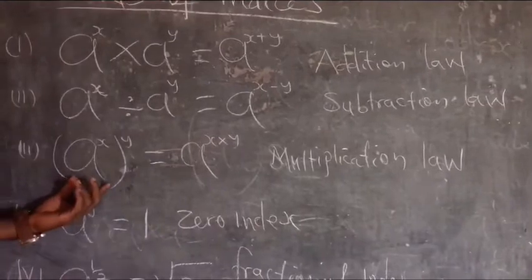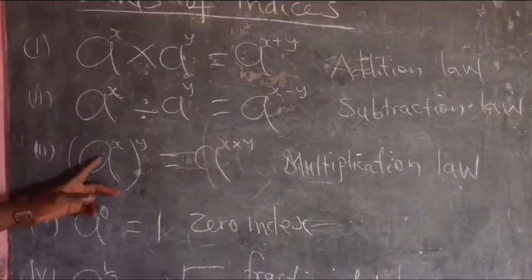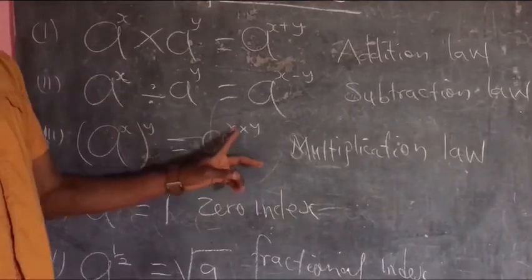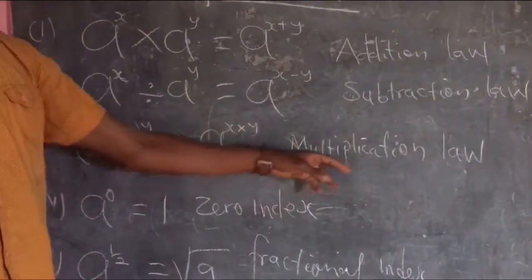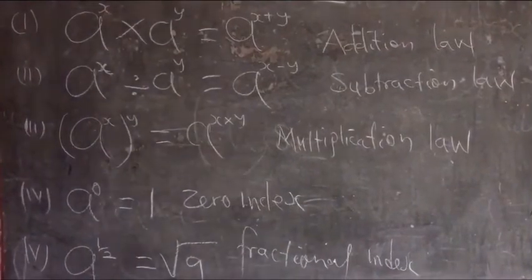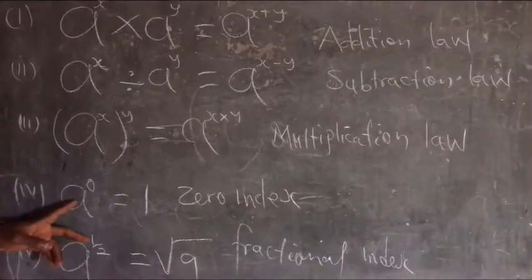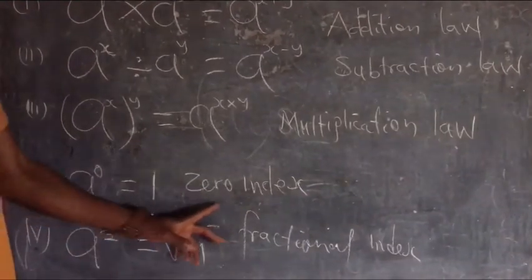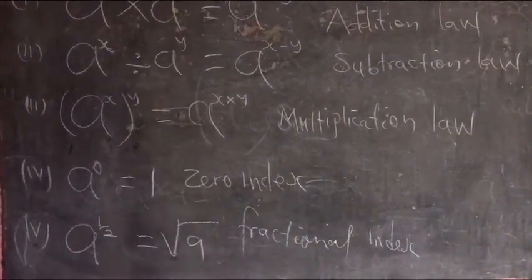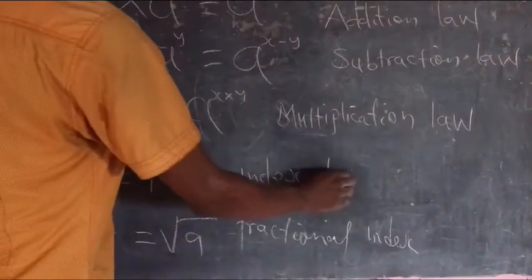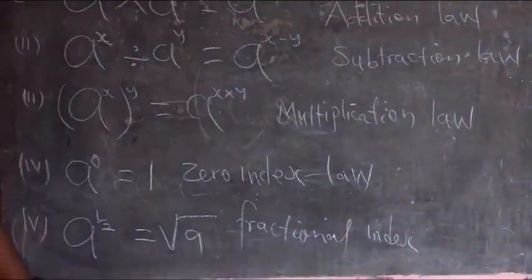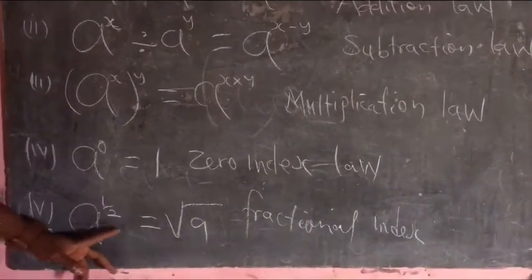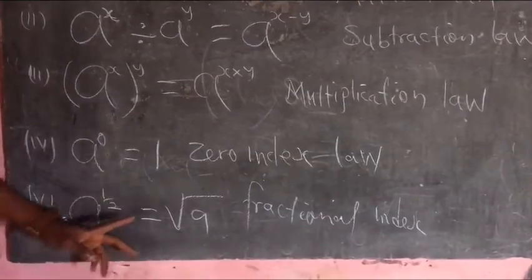Then for the third one, we can say if I raise A to the power x, then raise them again to the power y, we multiply the indices. So we can call it the multiplication law. For number 4, we can also say any number raised to the power 0 is 1. We can call it the 0 index law. And then we can get fractional index. If we raise a number to 1/2, we take the square root of the number.